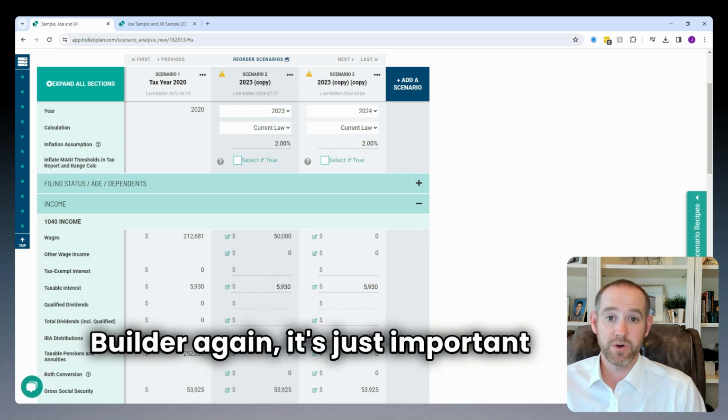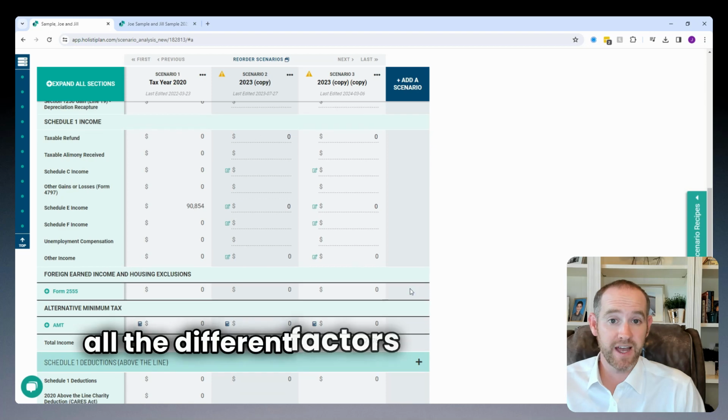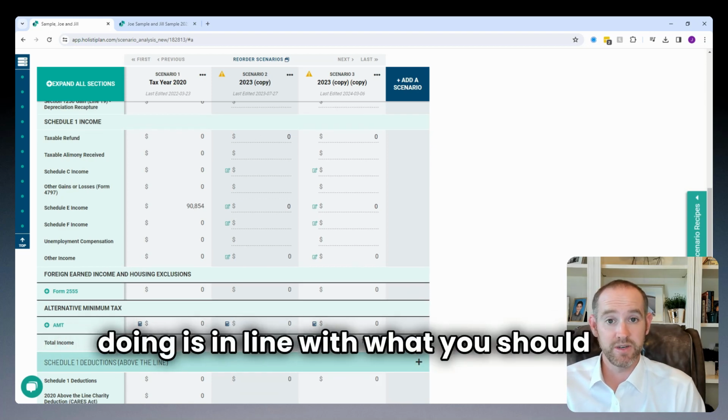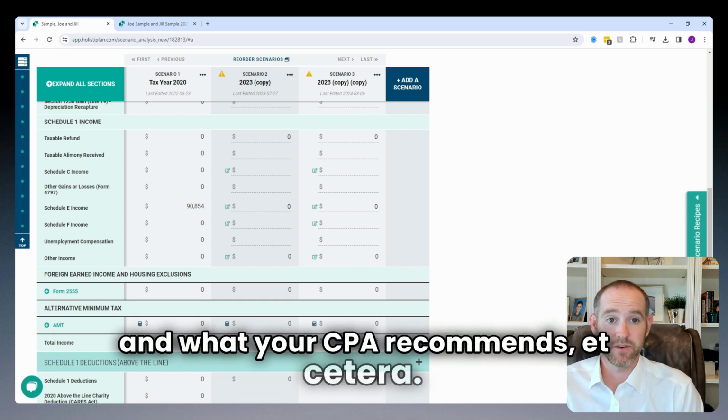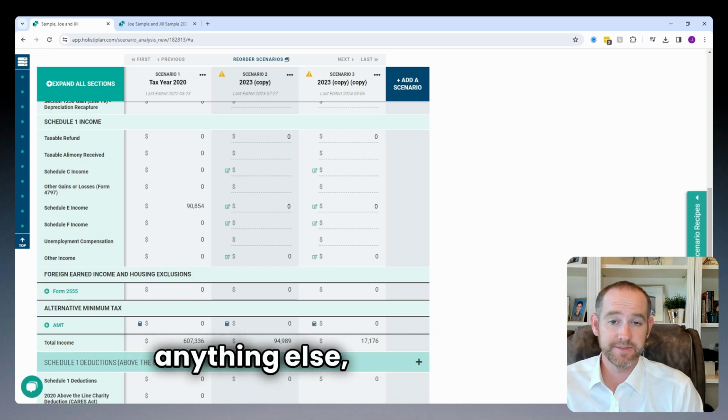Again, it's just important that we get the copy of the tax return. And from there, we can adjust all the different factors to make sure that what we're doing is in line with what you should be doing, what your CPA recommends, etc. So again, this is how we use the tax return. If you have questions about this or anything else, just let us know.